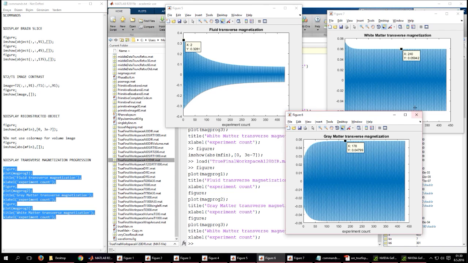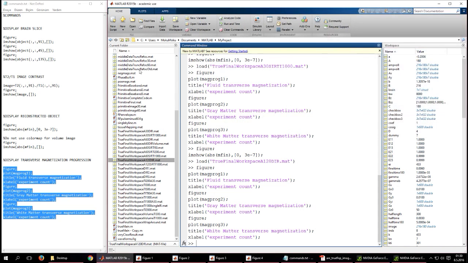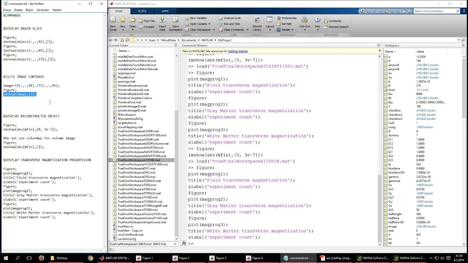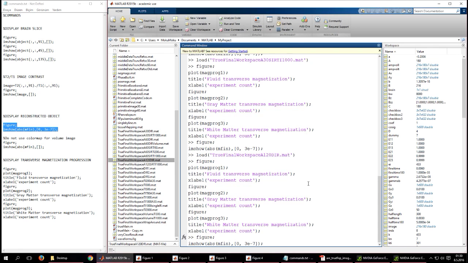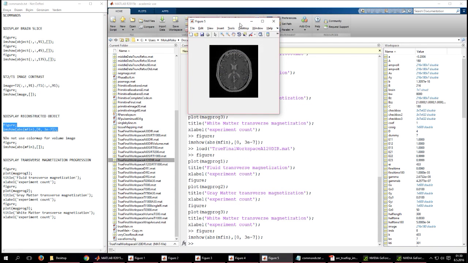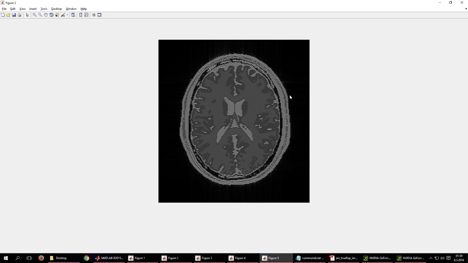So as a result, when it is excited again, its transverse component will also be low, and as a result the signal intensity will be much lower than previous simulations. But the contrast between the tissues will pretty much be the same.